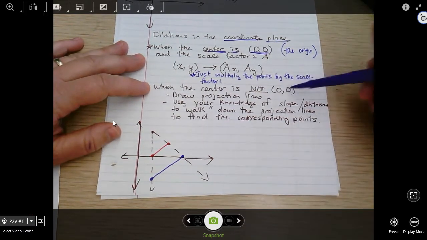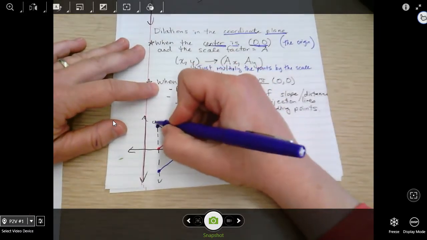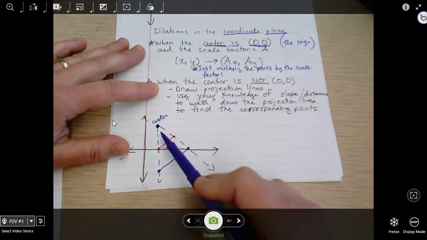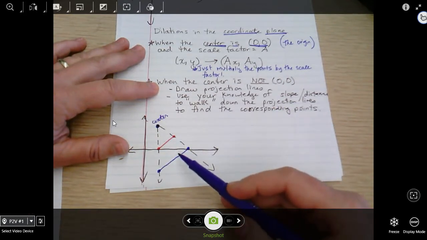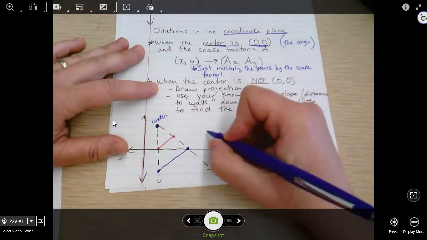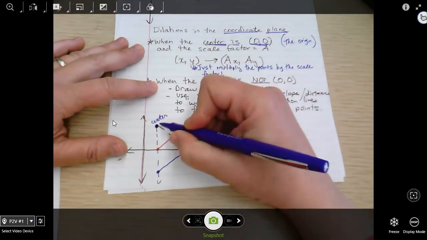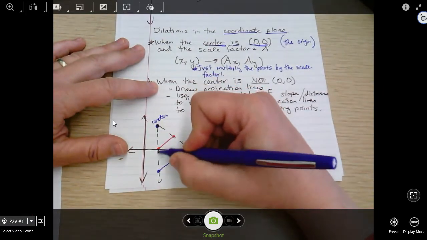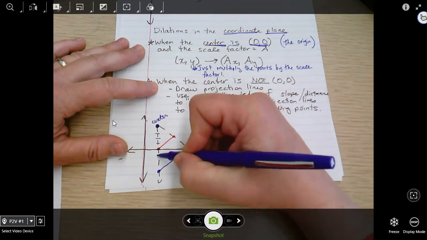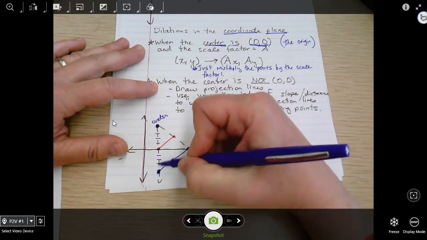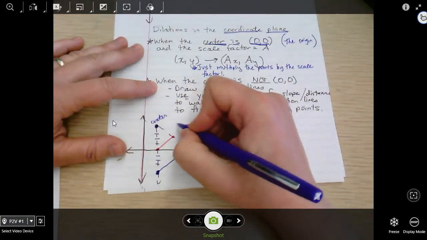When the center is not 0, 0, you have to draw the projection lines coming off the center. And then you use your knowledge of slope and distance to walk down the projection lines to find the corresponding points. So let's say my scale factor is 2. Maybe this is just a vertical line, so I could just count 1, 2, 3, 4, 1, 2, 3, 4. That gives me my image. But here, I'm not allowed to count on the diagonal.